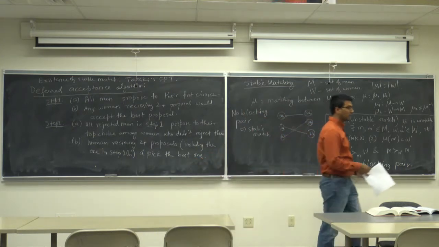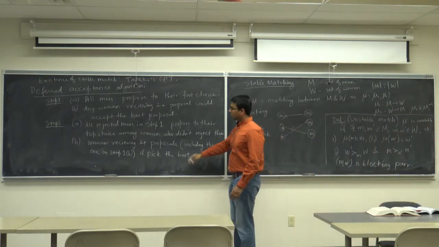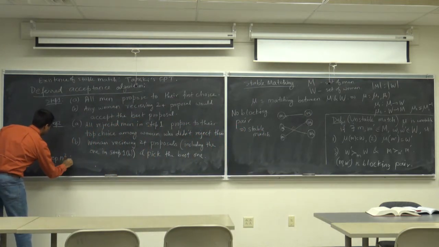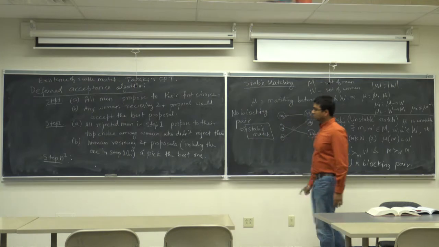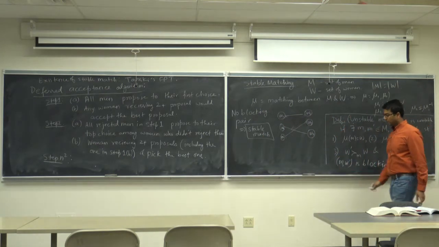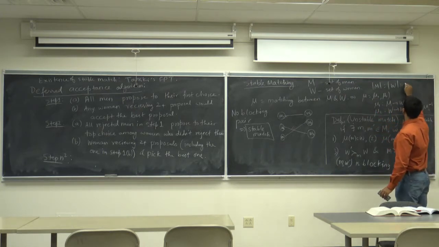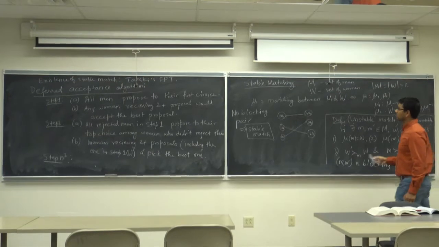This process will go on, and it will terminate in n squared steps. So this is step 1, 2, and it will go all the way to step n squared at most. And it will give you a stable match. So that's the stable match in the end. That's really good. Yeah, n is the cardinality of the set of men and women. So that's the main theorem.